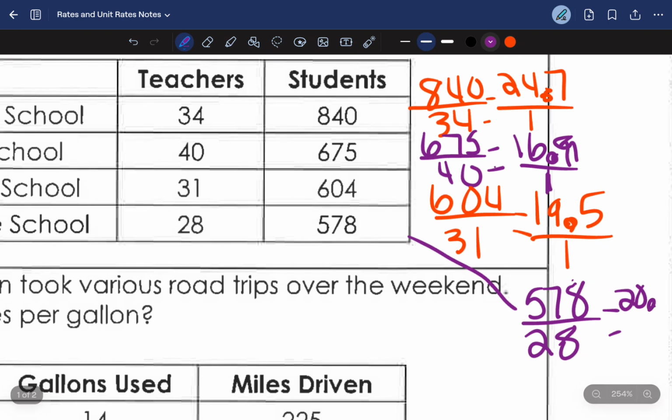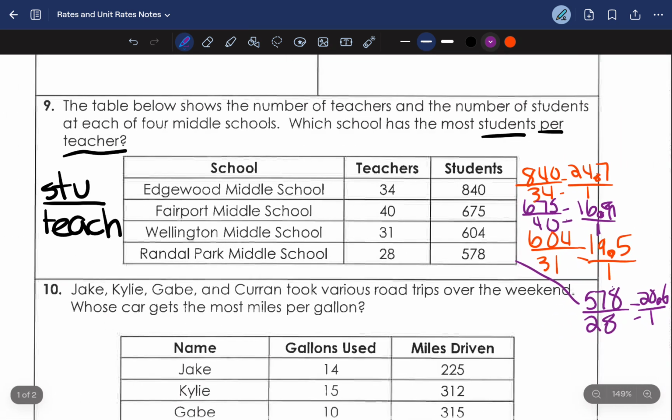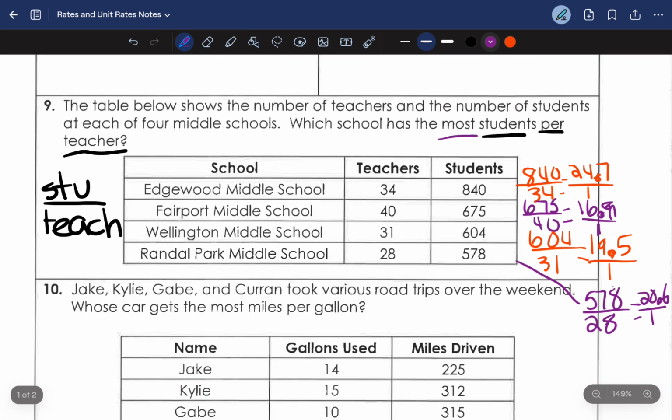Let's try that. 20.6 over 1. So looking at these numbers and comparing, it wants to know which school has the most. So most being like the highest number. And if we look, we have 24.7, 16.9, 19.5, and 20.6. So it looks like Edgewood Middle School is going to have the most. So I'm going to check that off.